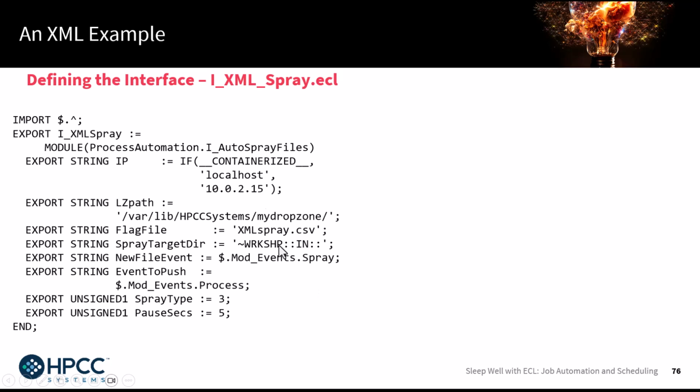Here's the interface that overrides all of the information that you need, pointing to the appropriate landing zone path, the name of our semaphore file, which we're calling in the XML example xmlspray.csv. My target prefix of the file is workshop::, concatenating that with the name of the file. What we intend to do in this is to spray and then process, which I just showed you. Spray type 3, which is equivalent to XML, and then we're going to pause 5 seconds between each spray operation.